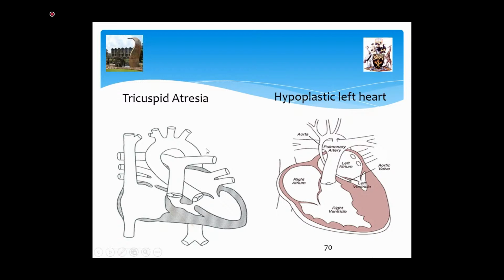The right ventricle is small, so you end up with blood flowing to the left atrium and into the left ventricle, and then either through a small VSD into the pulmonary arteries, or the pulmonary artery will come from that single ventricle.